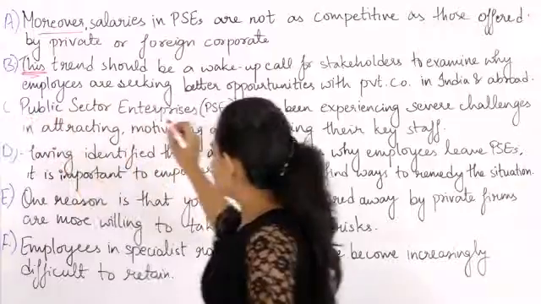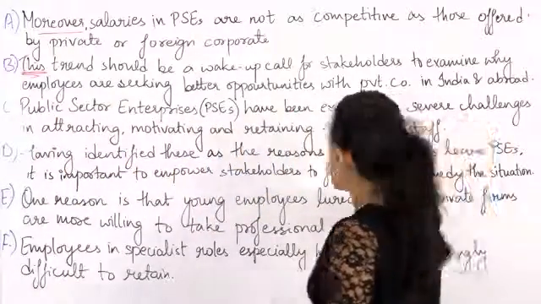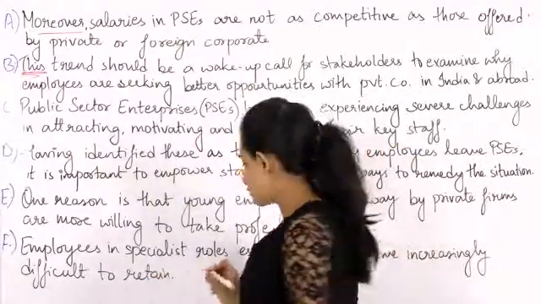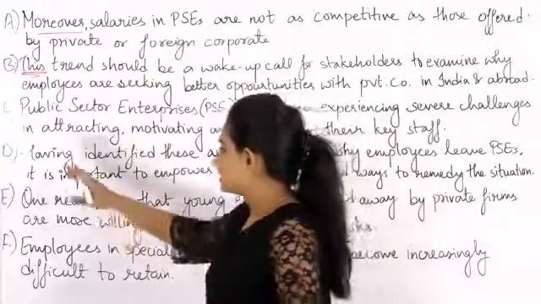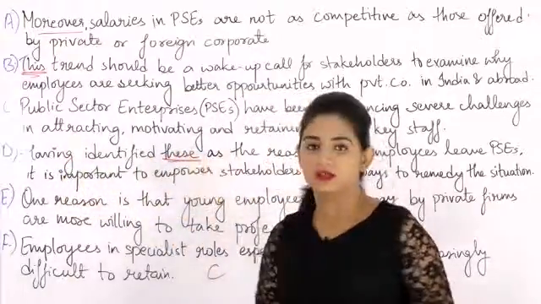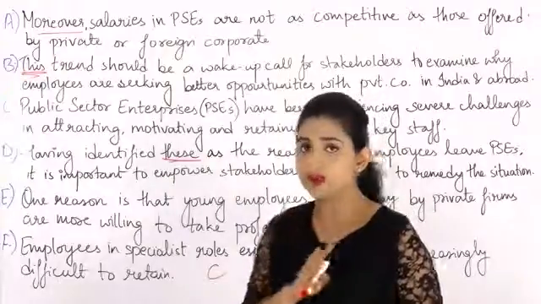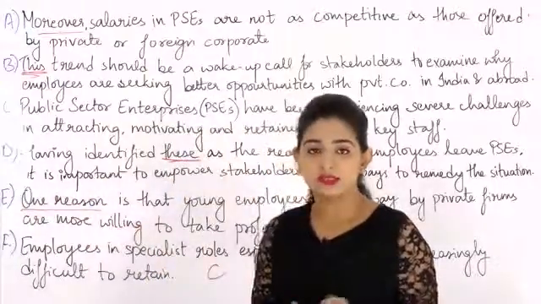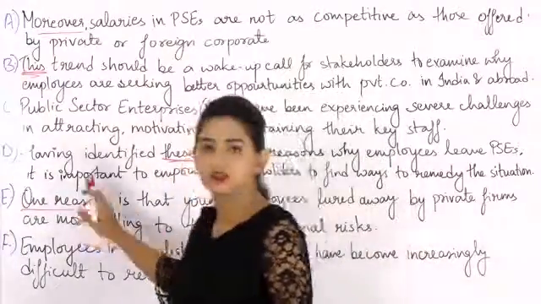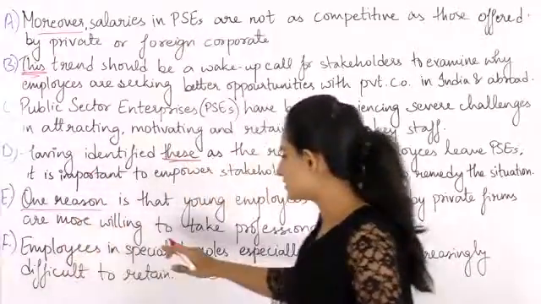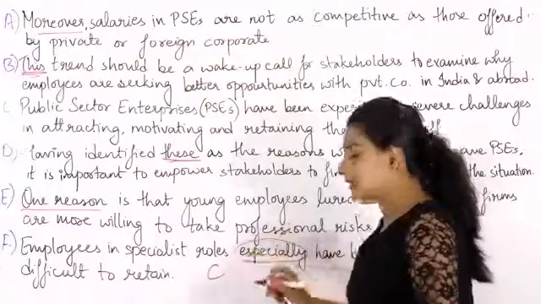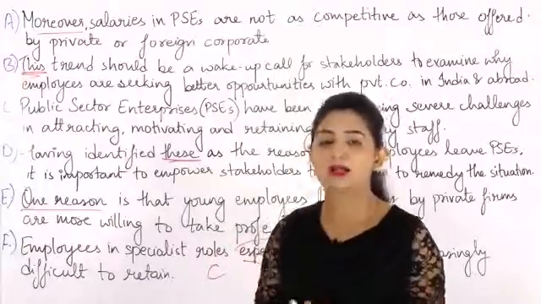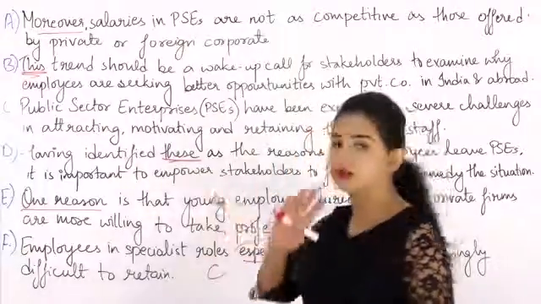Moving further, public sector enterprises have been experiencing severe challenges in attracting, motivating and retaining their key staff. It's an independent sentence, so we will write it over here. Next says, having identified these as the reasons. I told you these will never be in the first sentence. Moving further, one reason. What kind of reason, or why the reason has been given here, we don't know, so we will not place it in the first sentence. Next is employees in specialist roles specially, which emphasizes something, and when we are emphasizing something we need to give some other part first and only then can we emphasize it. So this will not be in the first sentence.